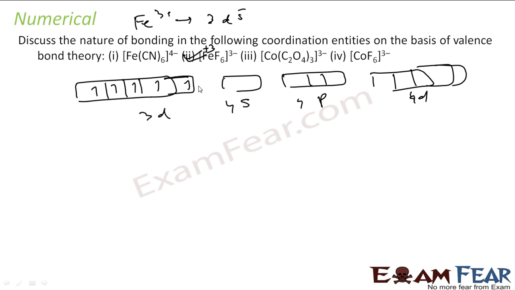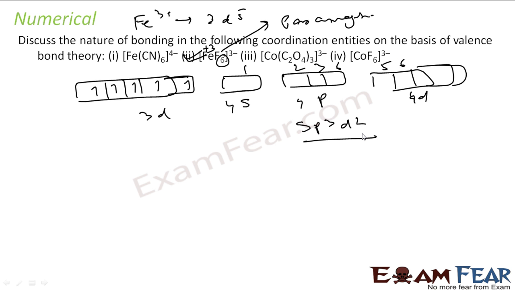This is known to be paramagnetic, so no pairing, because it has to have unpaired electrons. Then the 6 ligands come: 1, 2, 3, 4, 5, 6. In fact 6 into 2 is 12 electrons, because each fluorine will donate 2 electrons. So 12 electrons will come into these 6 orbitals. So it will be sp3d2 hybridization, and that is nothing but octahedral. So it is octahedral in shape based on valence bond theory.